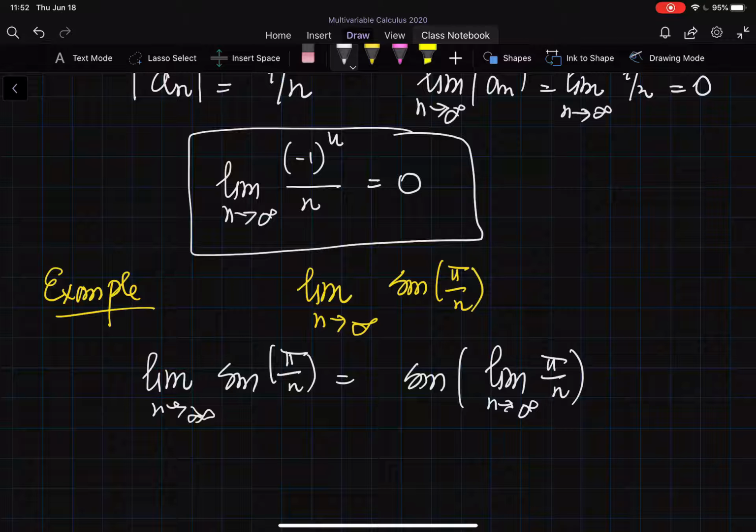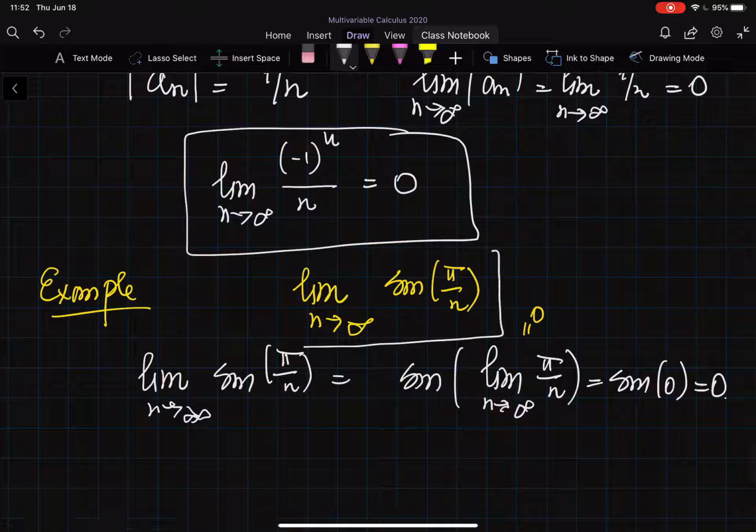Can you guess? Whenever you divide a finite number by infinity, you simply get zero, right? So its limit is equal to 0. It means that it's going to be sine of 0, which is equal to 0. So this kind of sequence is also converging, and it's going to converge to 0. So this is roughly what I wanted to explain to you in this lecture about converging and diverging sequences.